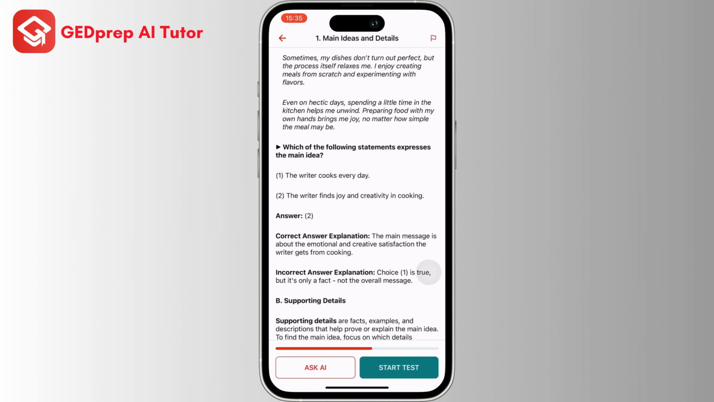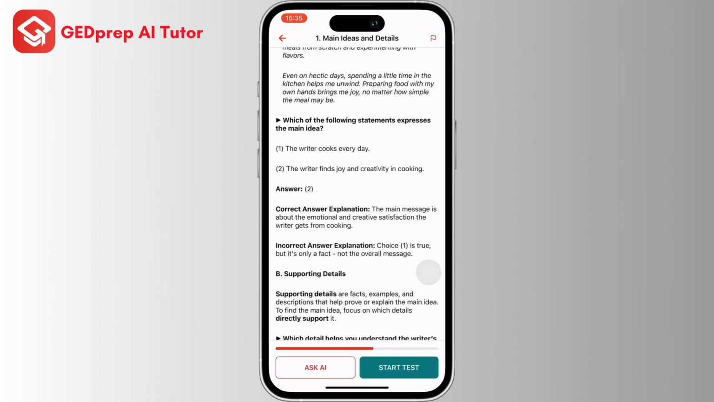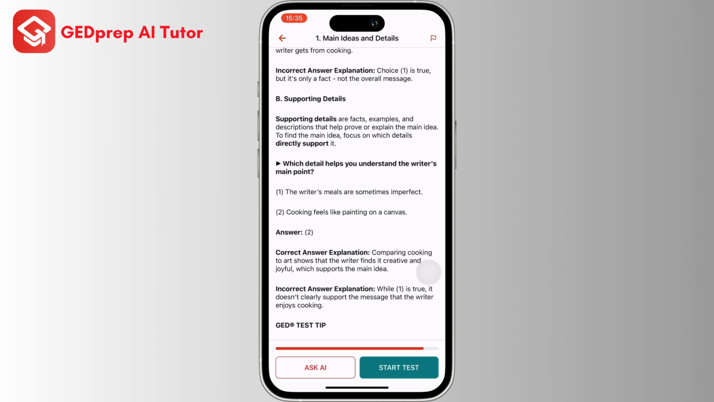Choice 1 might be true, but it only tells us a detail. It doesn't reflect the full message of the passage. That's the difference between a main idea and just a fact. B. Supporting details. So how do we figure out the main idea? That's where supporting details come in. These are the facts, examples, and descriptions that help explain or prove the main idea. Think of them like the legs of a table. The main idea can't stand up without them.